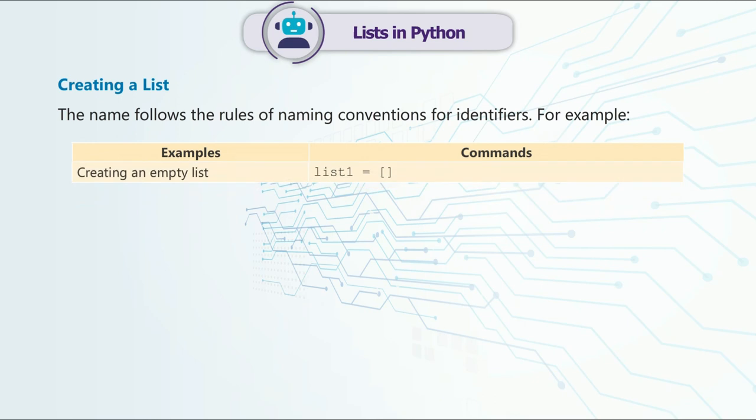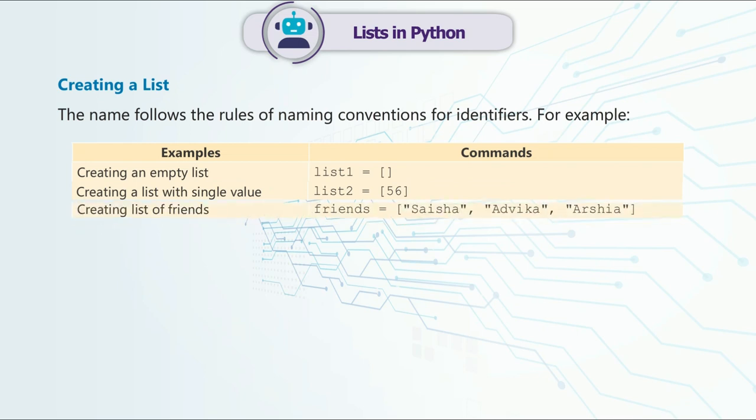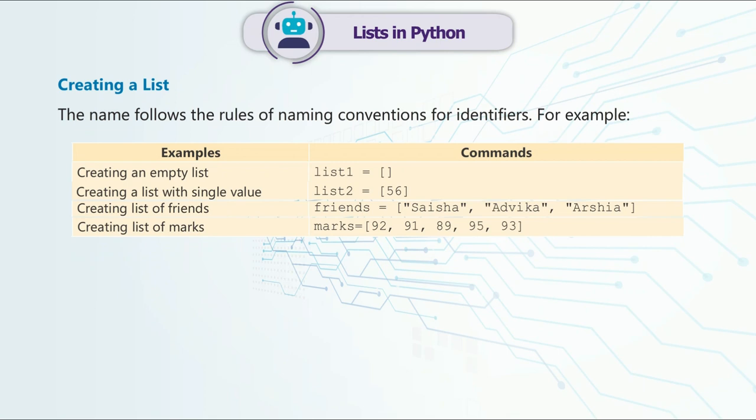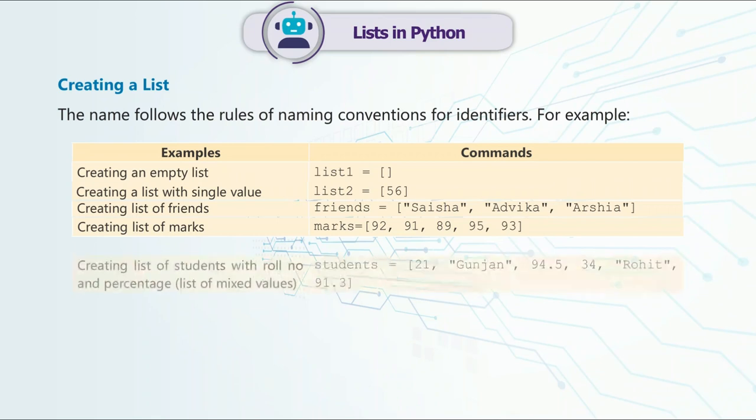Creating an empty list: List1 is equal to square brackets. Creating a list with a single value: List2 equals square brackets 56. Creating a list of friends: friends equals square brackets, double quotes Saisha, double quotes Advika, double quotes Arshia. Creating a list of marks: marks is equal to square brackets 92, 91, 89, 95, 93.